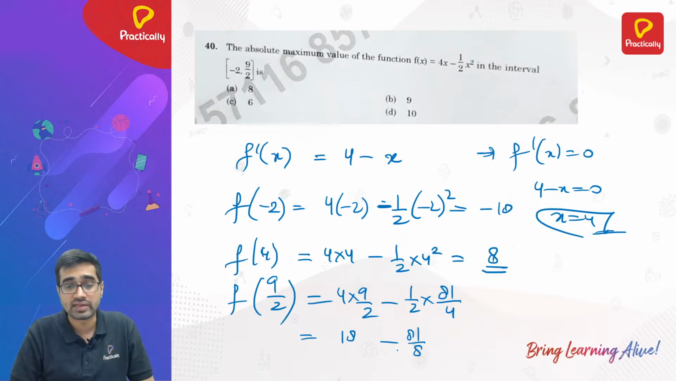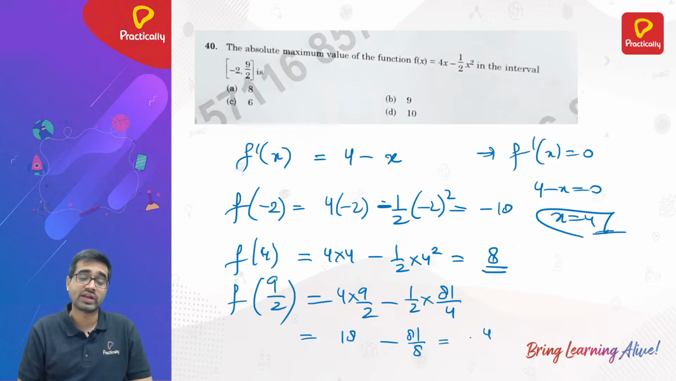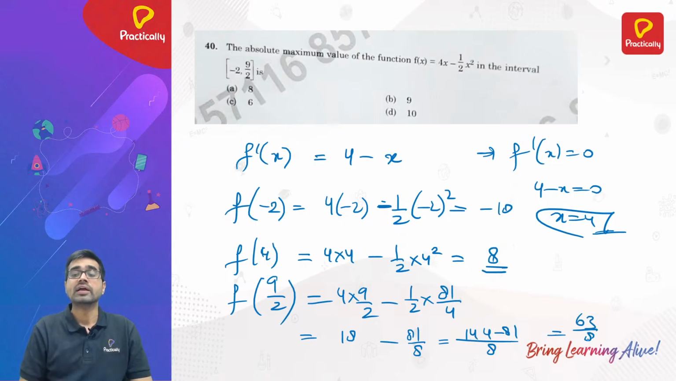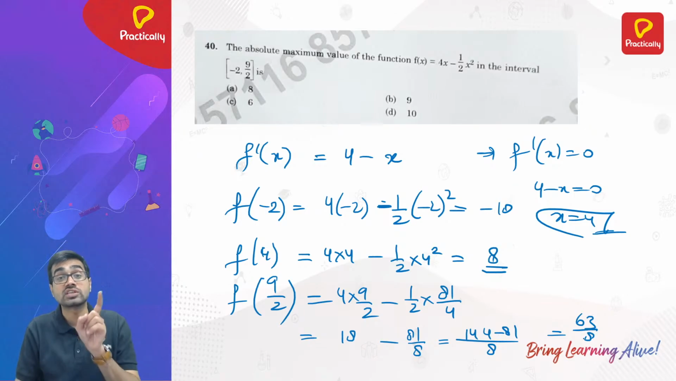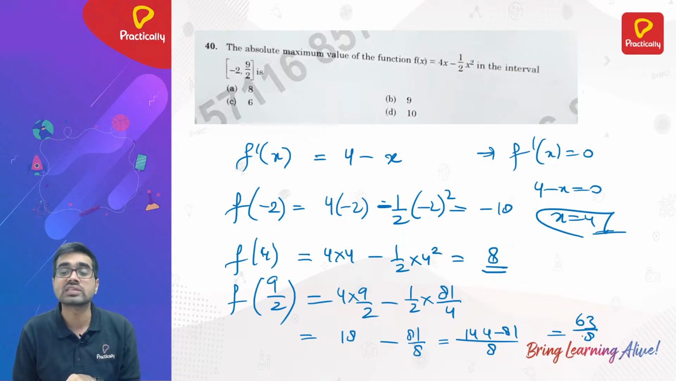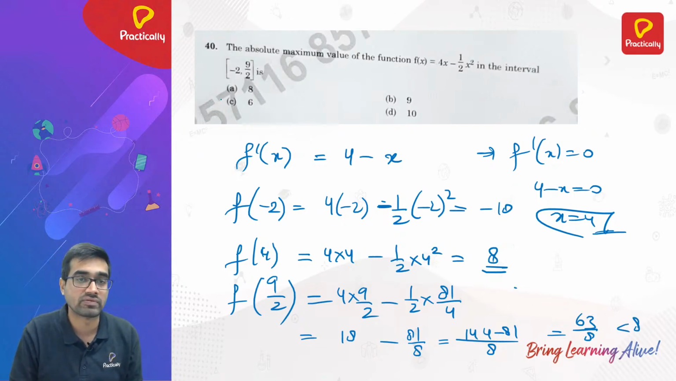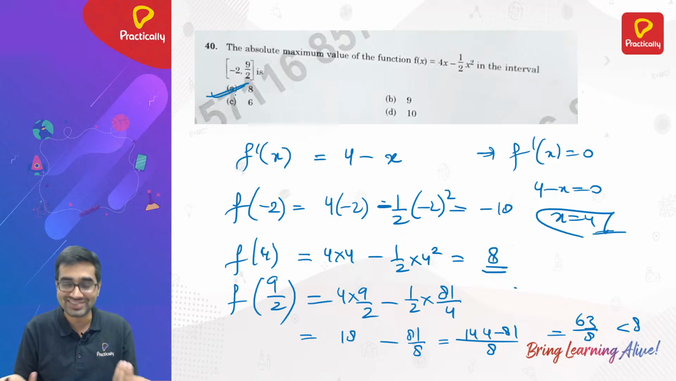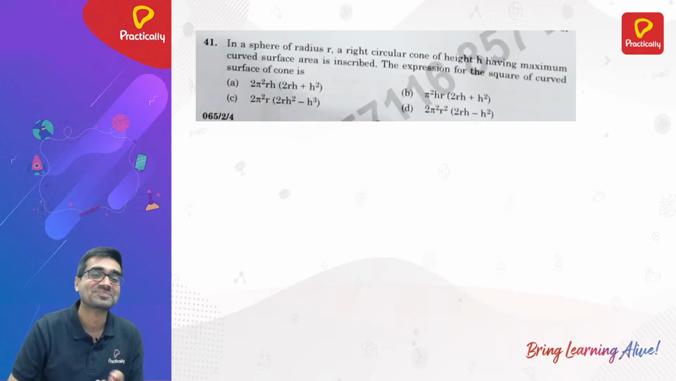If I have not done anything wrong, because 9 by 2 whole square I have to do, no? So 81 by 8. So 8 into 18 is what? 8 8s are 64, 8 1s are 8 and 6 is 14, minus 81 by 8. So this will be 63 by 8. It is not 8 because it was 64, then it is 8. So it is less than 8. So 8 is the maximum value and there is no fraction value. Why to waste your time?